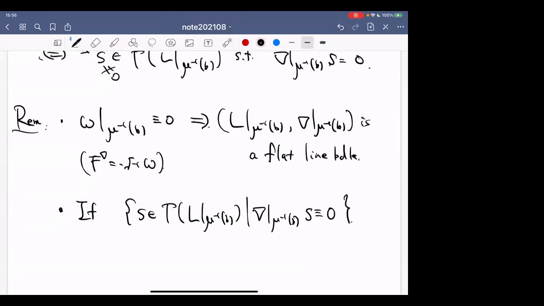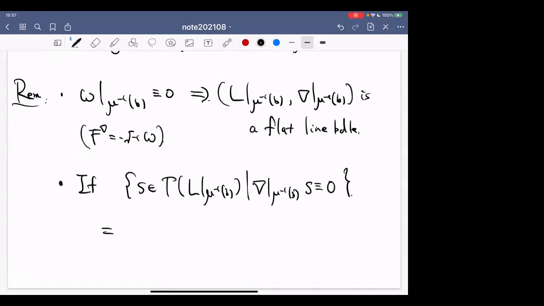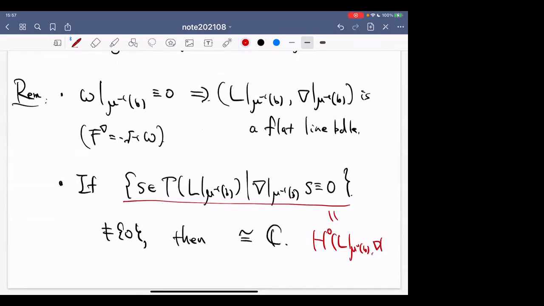So if the space of parallel sections on mu inverse b is non-trivial, then the dimension of this space is one. So now I write this H0(mu inverse b, L, nabla), and this is the space of the fiber-wise parallel sections on the fiber.